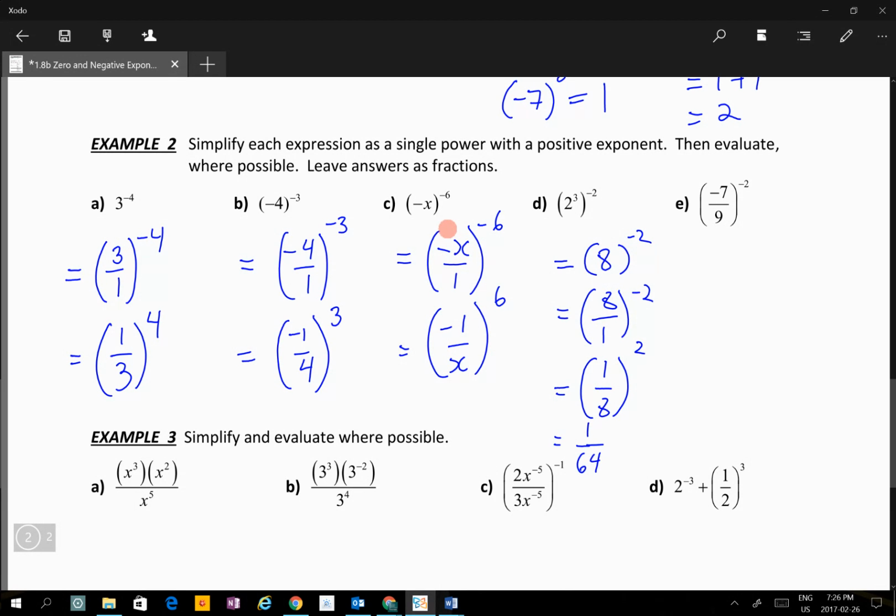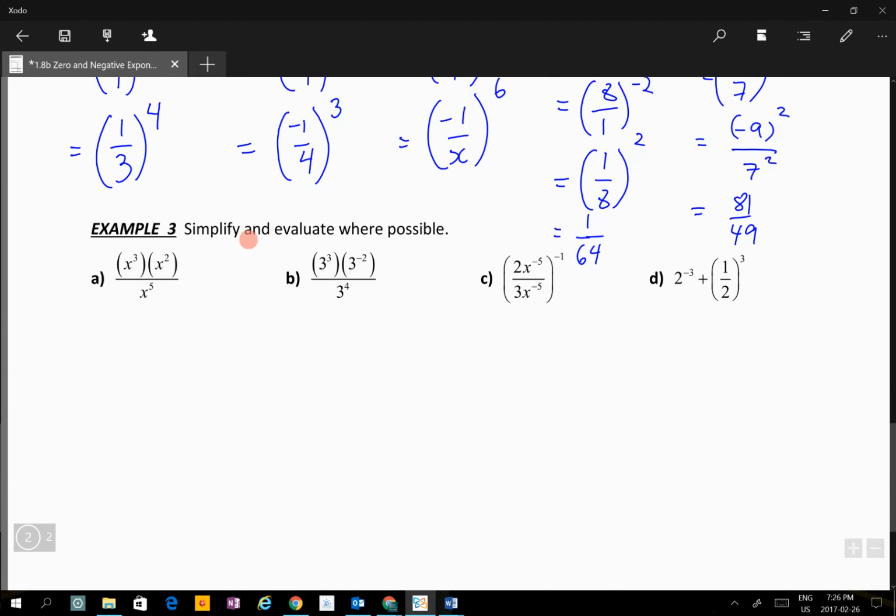Last one, it's already in a fractional form, so I flip the base right away. Negative 9 over 7, and change the exponent from negative to positive. And again, I can distribute the exponent to the top and the bottom, so I have negative 9. Don't forget, every fraction has invisible brackets in the top and the bottom, so negative 9 squared over 7 squared, which is just 81 over 49.